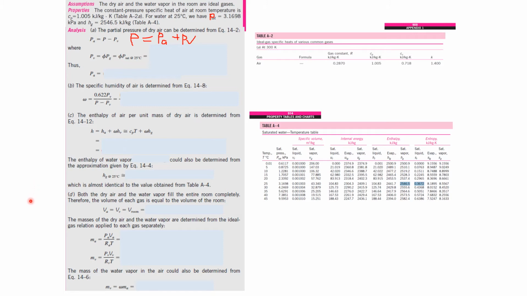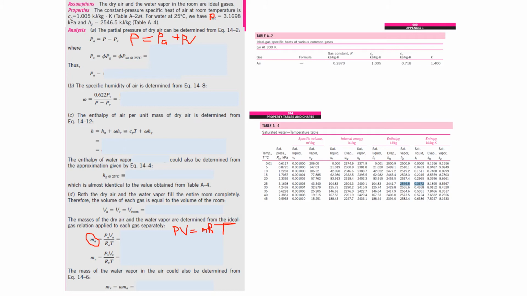Now to find the mass of dry air and mass of water vapor, we will first need to find out the volume. The length, width, and height of the room are given, so you can find the volume of the room. And then if you still remember the formula, PV equals mRT, from here you can rearrange this formula so that you can find the mass. So we are going to find the mass of dry air and mass of water vapor.